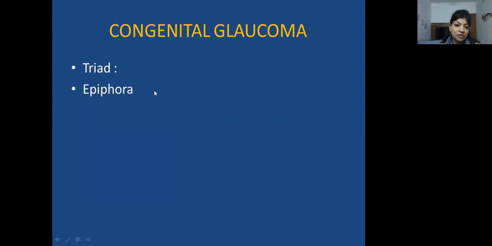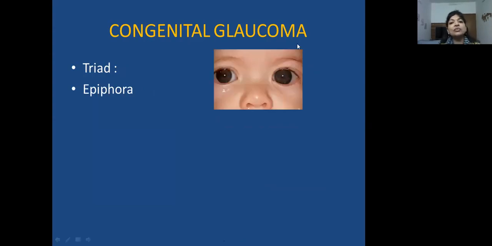So how would a patient present to you? The commonest thing would be epiphora. Now, if you look at this baby, you can see that there is tearing of eyes. And if you compare the size of the corneas, you would see that the left eye, the cornea looks bigger than the right. That is one of the features of congenital glaucoma.